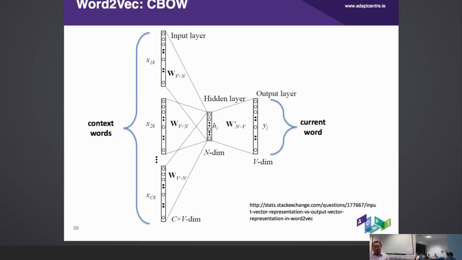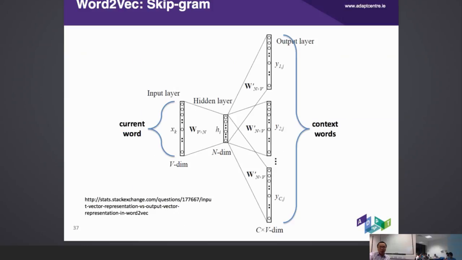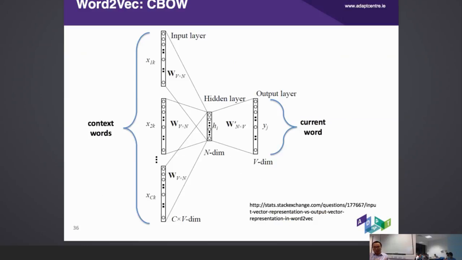This matrix can be initialized randomly, and then we use a neural network to train this matrix. There are two different models. One is called CBOW, and the other is skip-gram. The idea of CBOW is to use the surrounding words to predict the current word. So we define a neural network here. The input is the context of the current word, and the output is the current word.